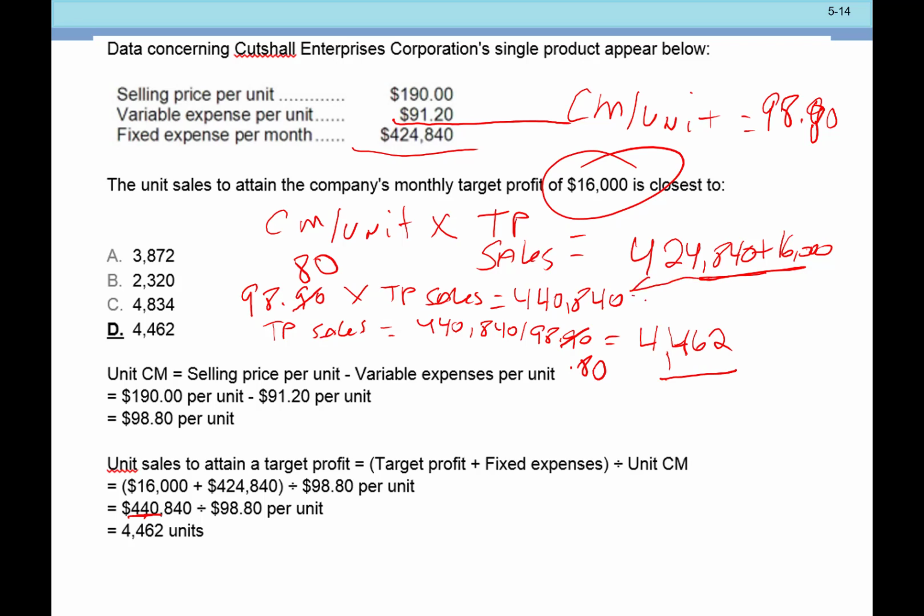So now we have to generate enough units to cover what? A total of 440,840, which is my fixed cost plus my target profit. So I set the thing up: contribution margin per unit, 98.80, times the target profit sales instead of break-even sales, equals this 440,840. I divide each side by what? By my contribution margin per unit, 440,840 divided by 98.80. And when you do that, what number do you get?